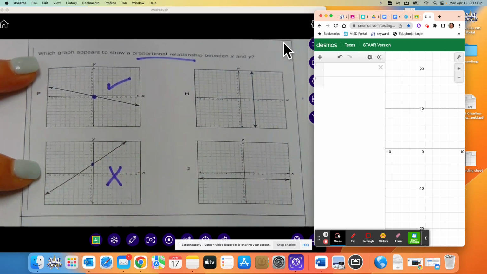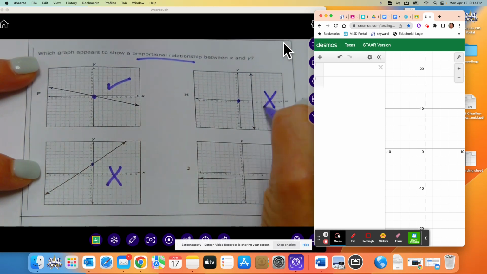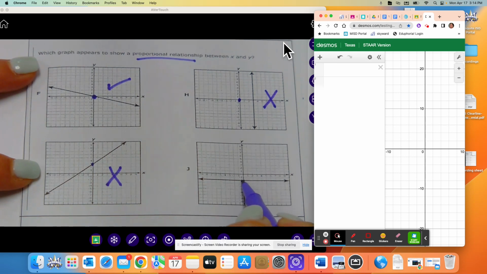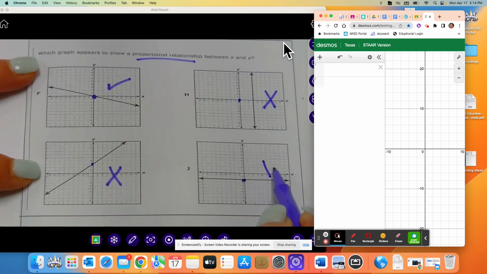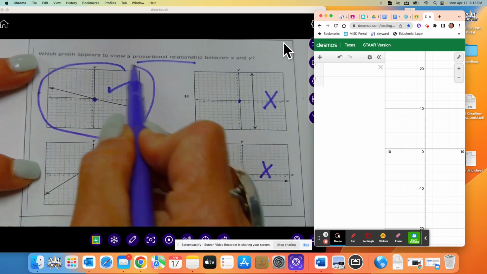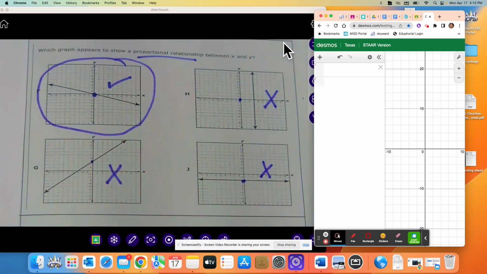This one is a vertical line. It does not go through the origin, so that's non-proportional. This one here, again, doesn't touch the origin, so this is non-proportional. So the only one that does cross through the origin, through 0, 0, is the first one, letter F.